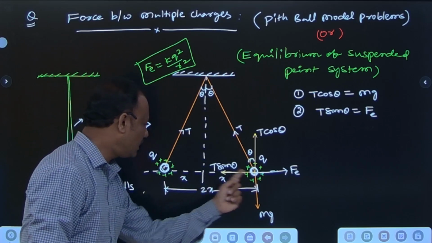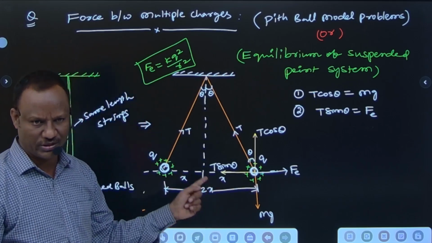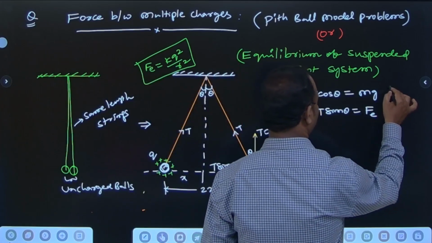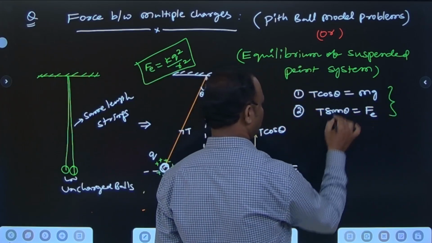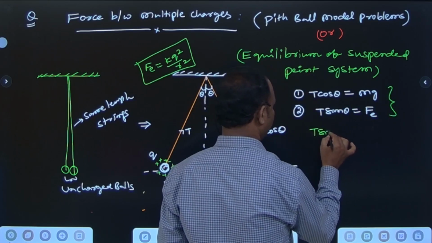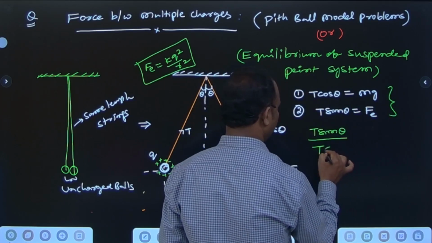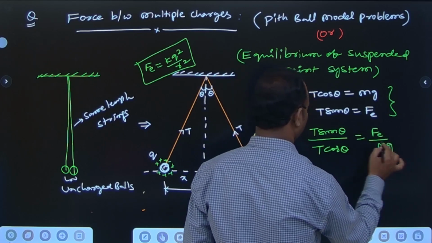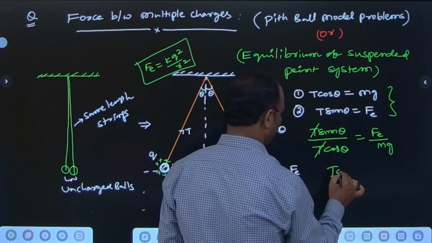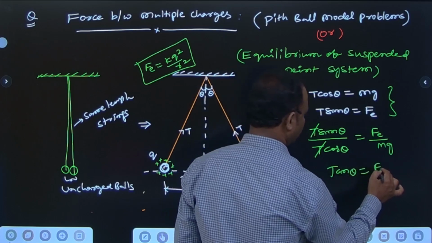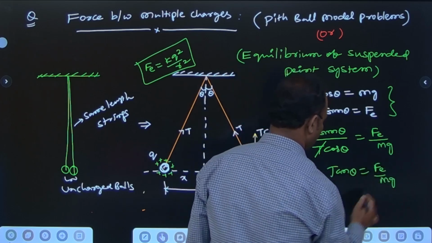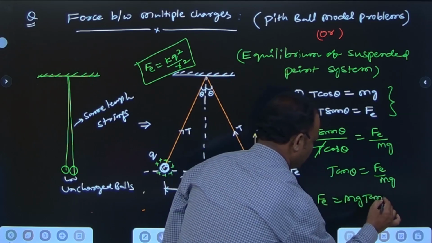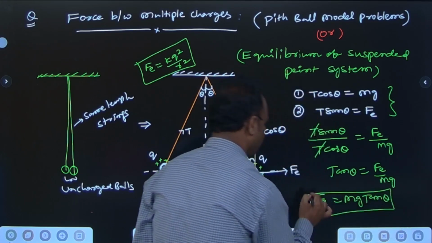So what is r here? x plus x, 2x. 2x whole square, 4x square. This is my first and second condition. From these two equations, T sin theta by T cos theta is equal to Fe by mg. T and T cancel. Tan theta is equal to Fe by mg, so Fe is equal to mg tan theta.